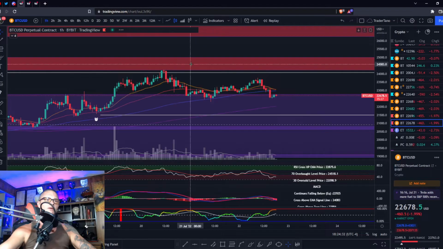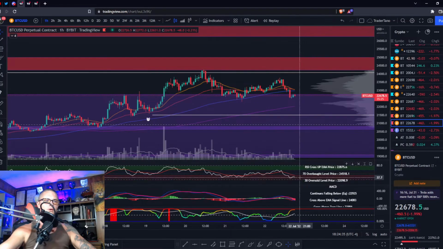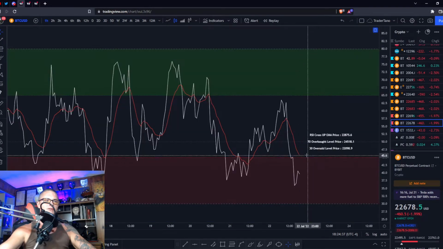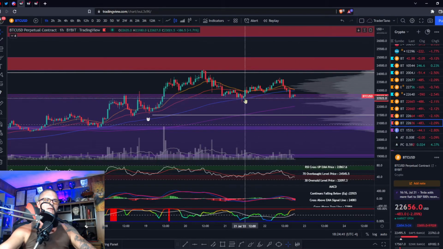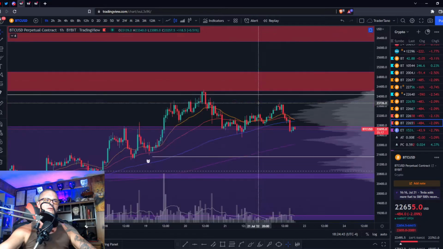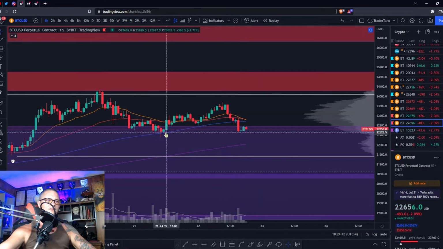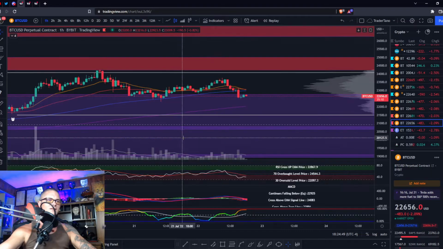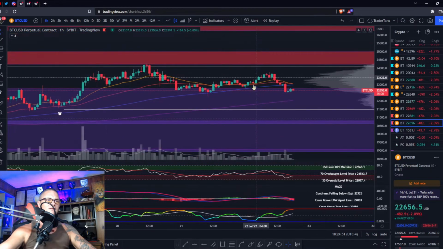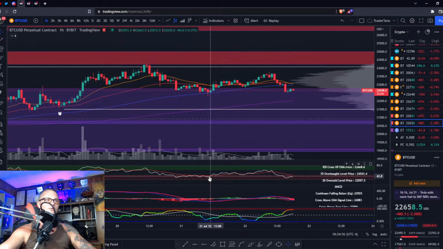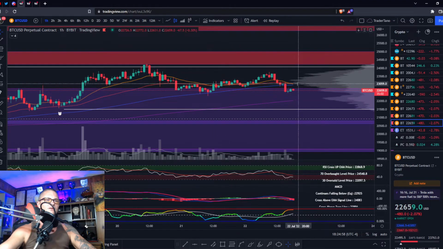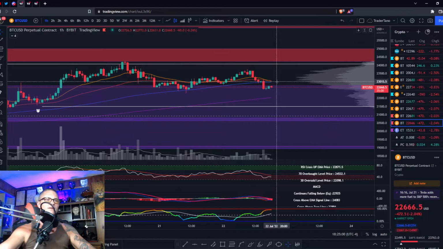Let's go down to the 1 hour. So your short-term momentum is bearish. You are in the bearish control zone below that signal line. Let's see here. Do you have any divergences? So you have slight bullish divergence. So that could lead us back up to these moving averages.